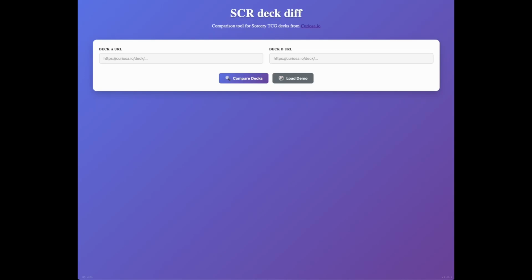Hello, fellow sorcerers. I wanted to introduce you to a sorcery deck comparison tool that I made to allow for the comparison of two different decks on Curiosa.io.